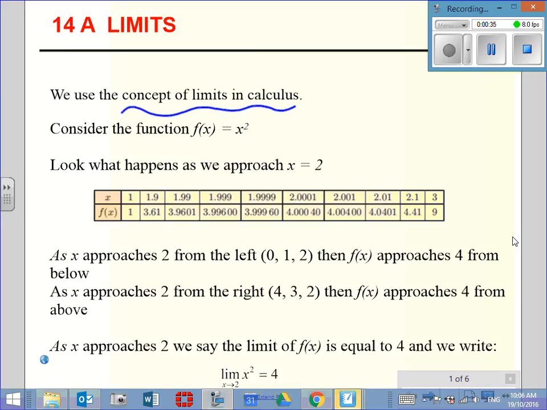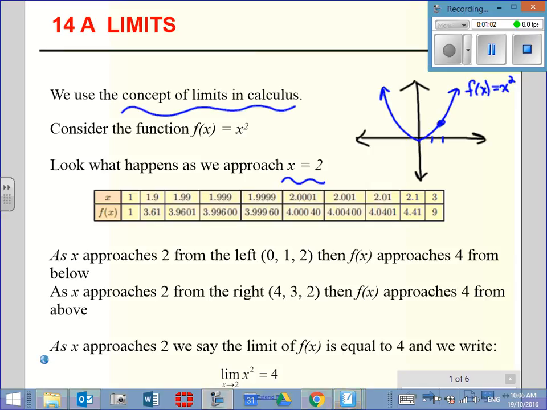So consider the function x squared. We've used this a few times now. And let's just think for a moment what happens as our x value approaches 2. So if we just think about the function x squared, we have a parabola. It's our parent parabola, quadratic function. So there it is. f of x equals x squared. And we have an x value at 2. So let's say here is 2. All right, so x is 2, that means y is going to be 4.